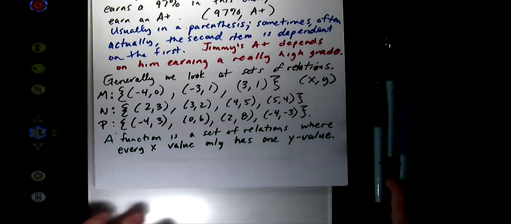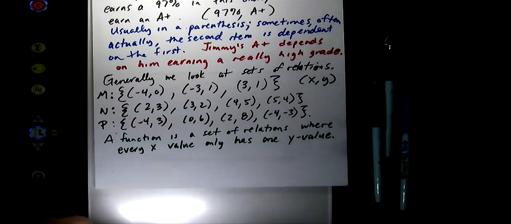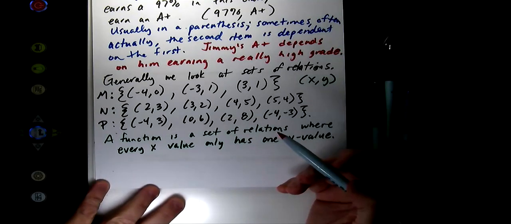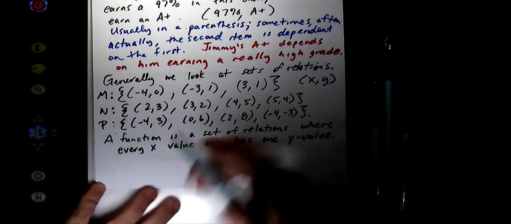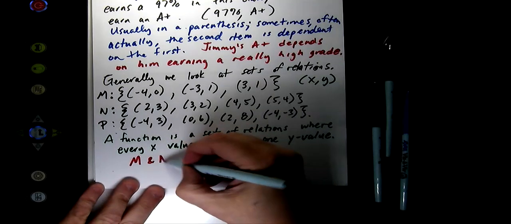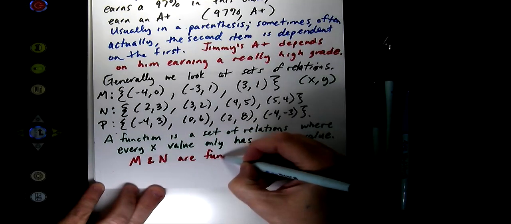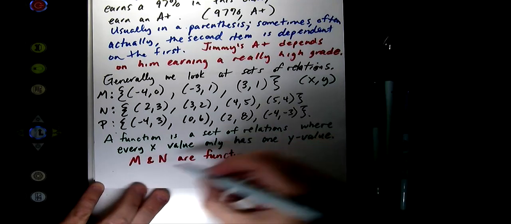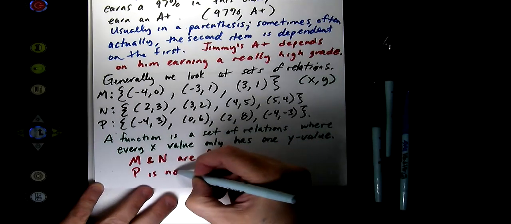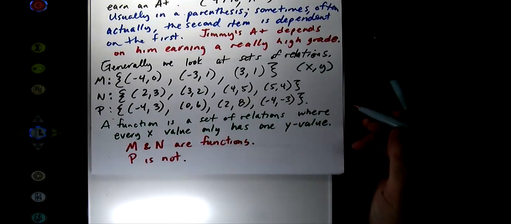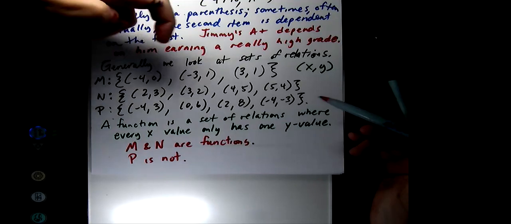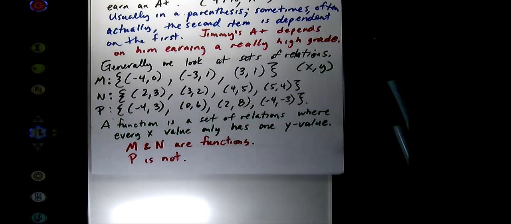A better way of looking at it is one of these is not a function. One of M, N, and P is not a function, the other two are functions. M and N are functions. P is not. Now notice on M, let me let you finish writing before I just start rambling.